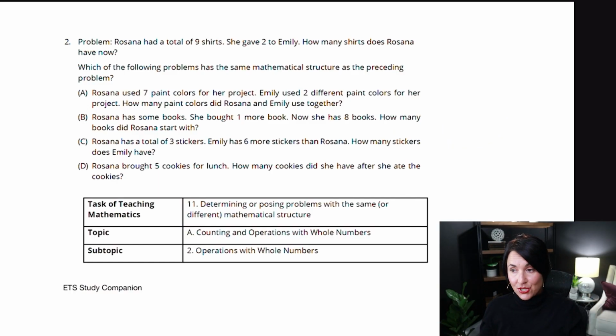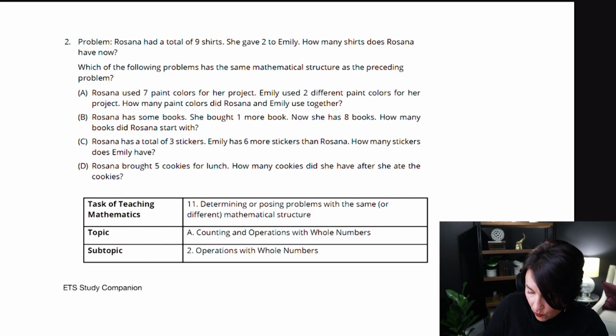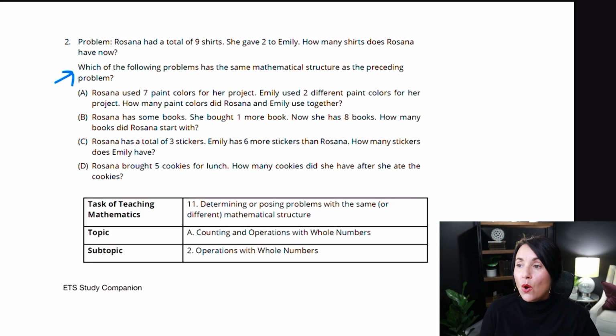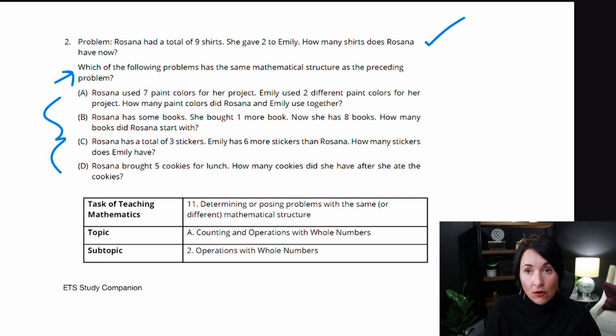Let's take a look at number 2. Now, again, I'm going to start with the question stem. Which of the following problems has the same mathematical structure as the preceding problem? All right, so I'm going to have to match one of these to this. All right, let's take a look. Rosanna had a total of 9 shirts. She gave 2 to Emily. How many shirts does Rosanna have now?